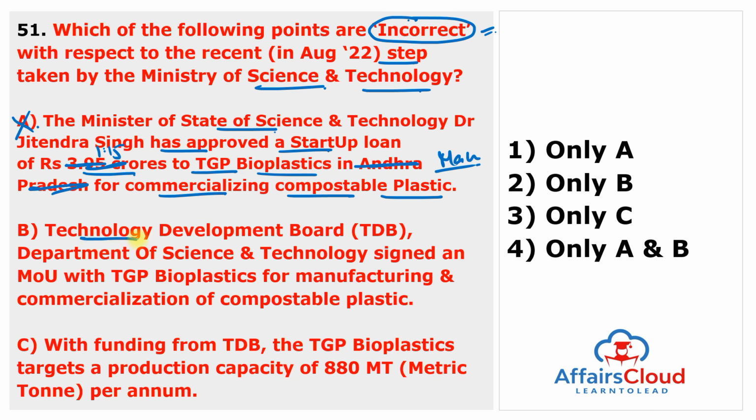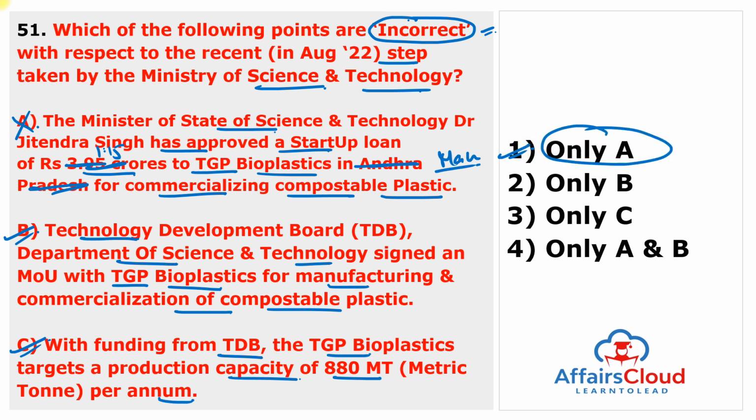Next statement is Technology Development Board, Department of Science and Technology signed a memorandum of understanding with TGP Bioplastics for manufacturing and commercialization of the compostable plastic. This statement is also true. With funding from TDB or Technology Development Board, the TGP Bioplastics targets a production capacity of 880 metric ton per annum. This statement is also true. It means only the statement which is incorrect is A. So the answer of this question is 1, only A.